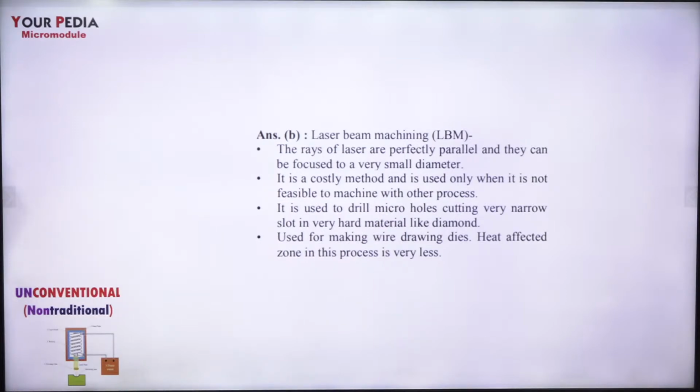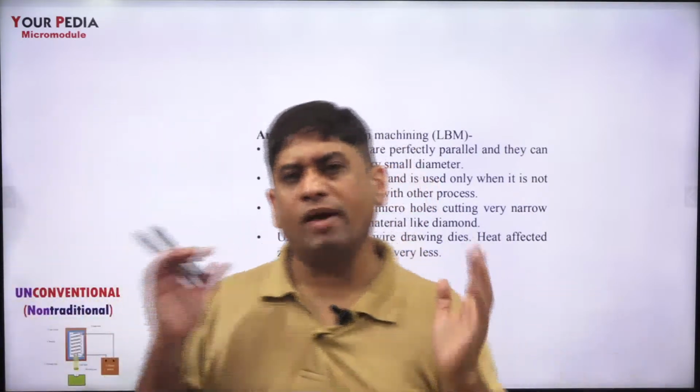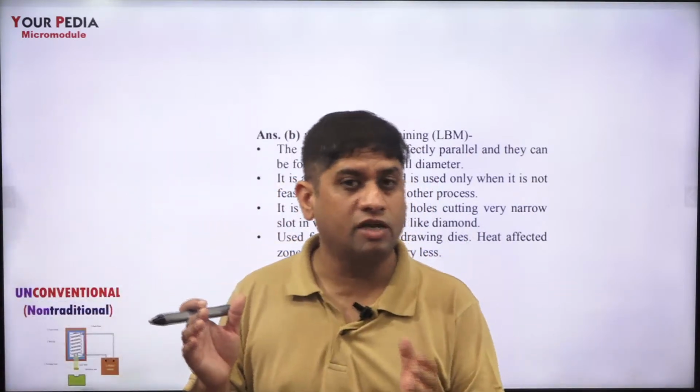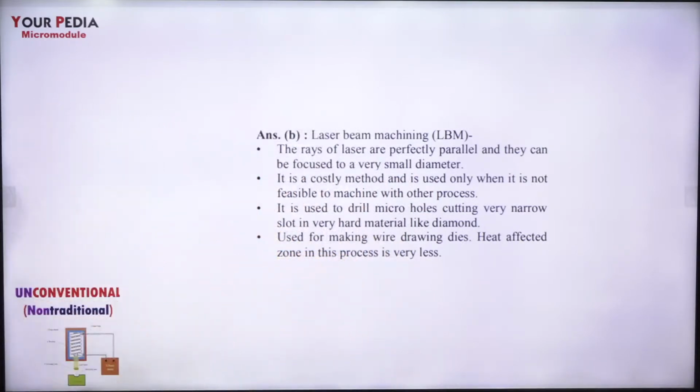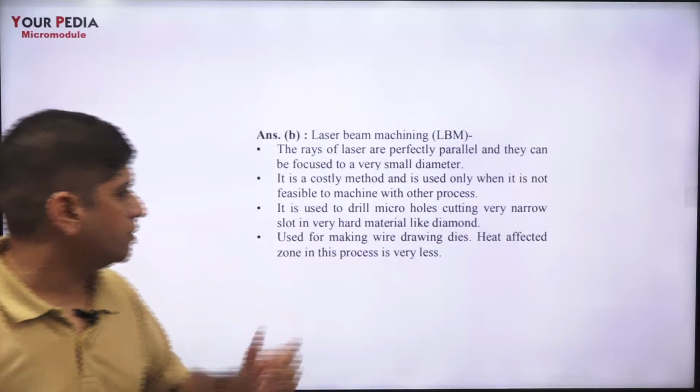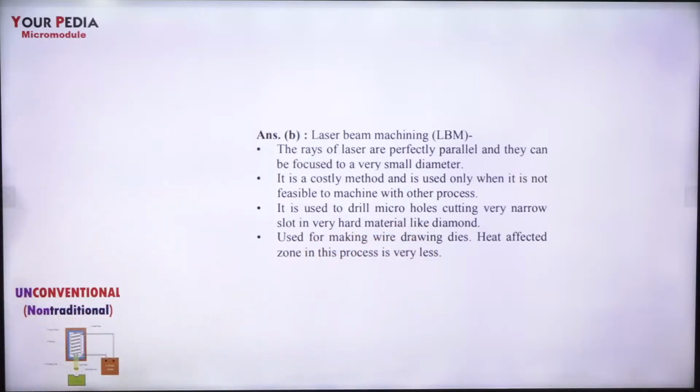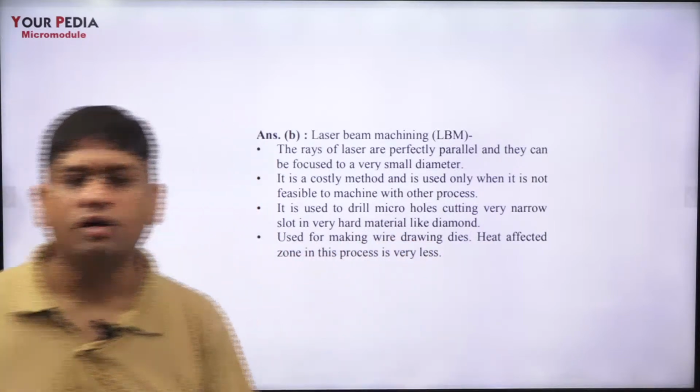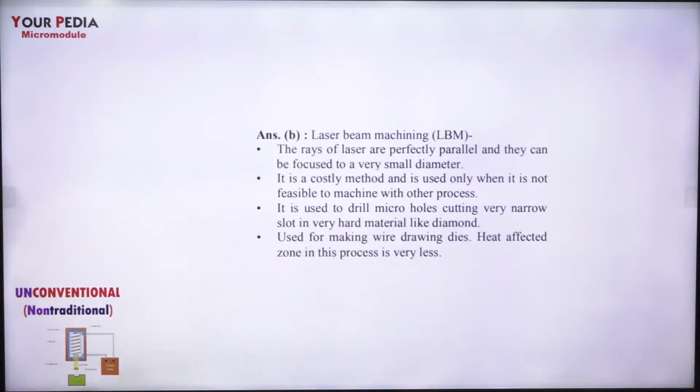In laser there is a lot of energy wastage. If somebody asks you in which non-traditional machining process the maximum energy wastage is, that is in laser machining. It is used for drilling micro holes, very narrow ones, in hard materials like diamond. Laser machining is used in making narrow slots or micro holes in materials like diamond. So this particular method is used for making wire drawing dies.